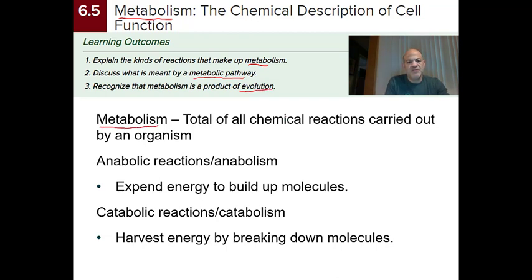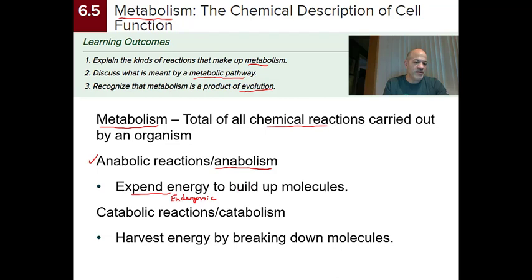So what is metabolism? It is the total of all the chemical reactions carried on in the body, and some are going to be building up and require energy. Those that build up are called anabolic reactions, or anabolic metabolism, or anabolism. Expending energy means you have to put energy into the process, which means it's an endergonic process.